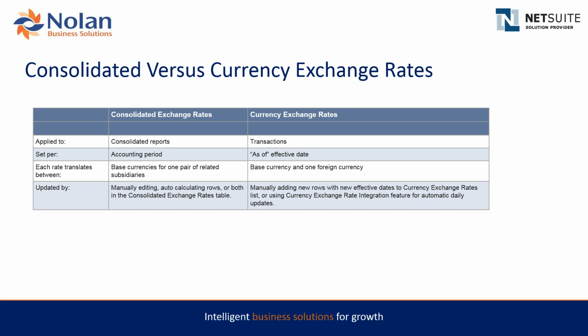The opposite, or the comparison to this, is the consolidated exchange rates. So these are used for consolidated reports. These are set on the accounting period rather than as an effective date, and they will be used to translate between base currencies for one subsidiary to another. And these are updated by manual editing, or they can be auto-calculated. So I'll show you that shortly inside NetSuite.